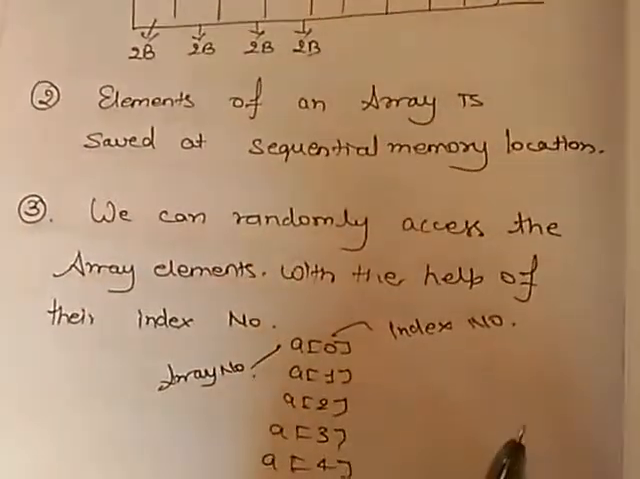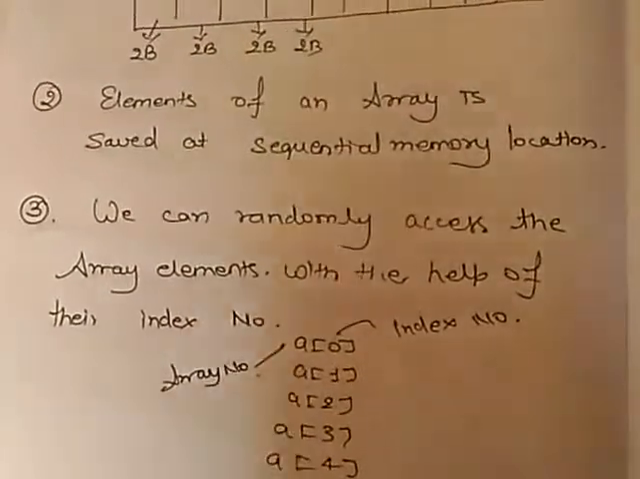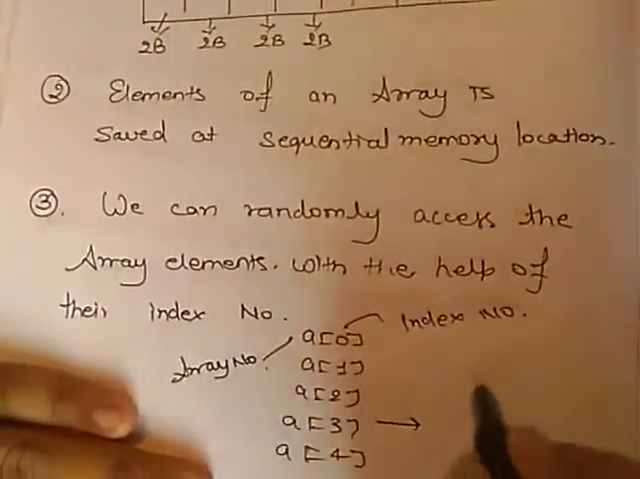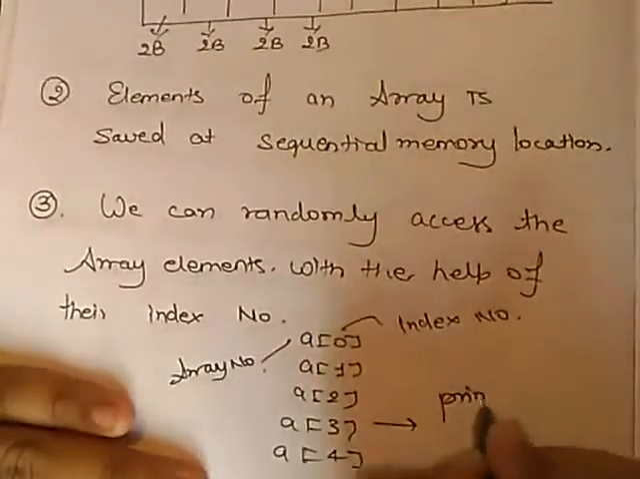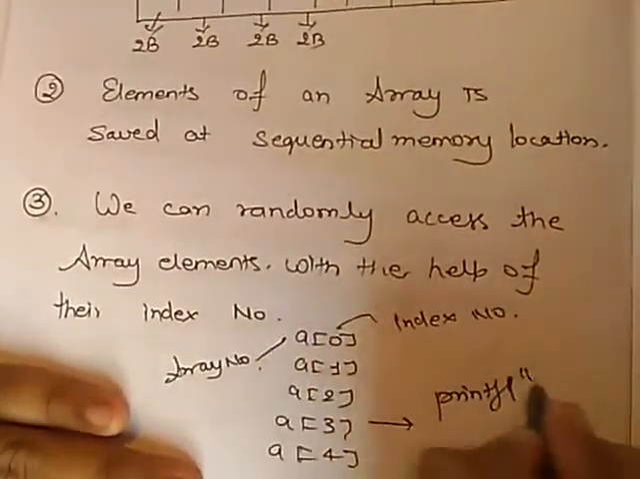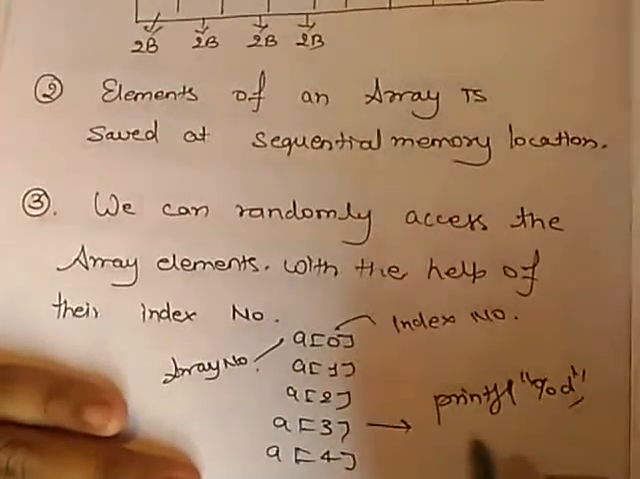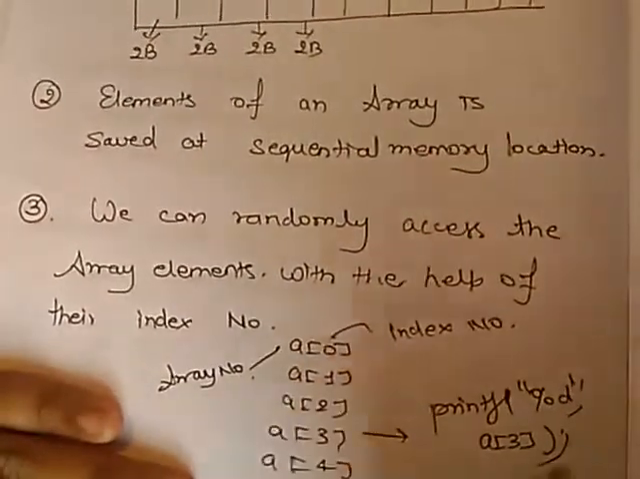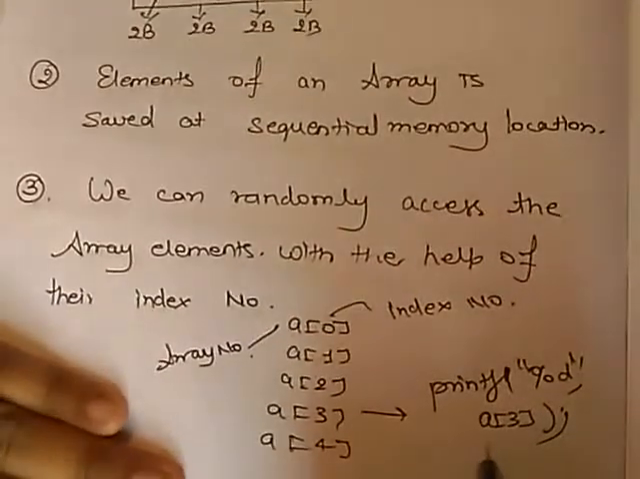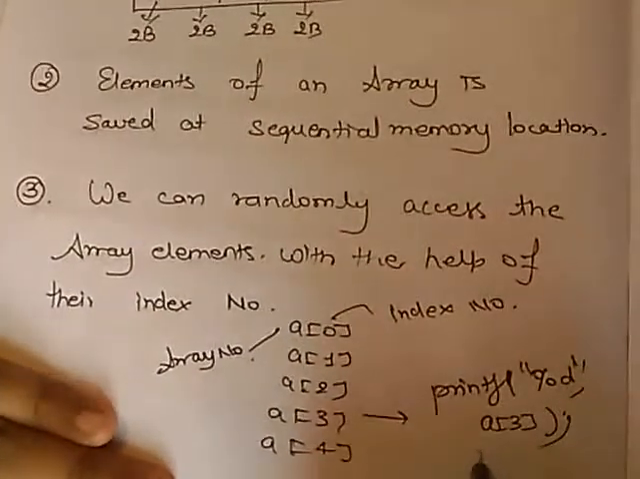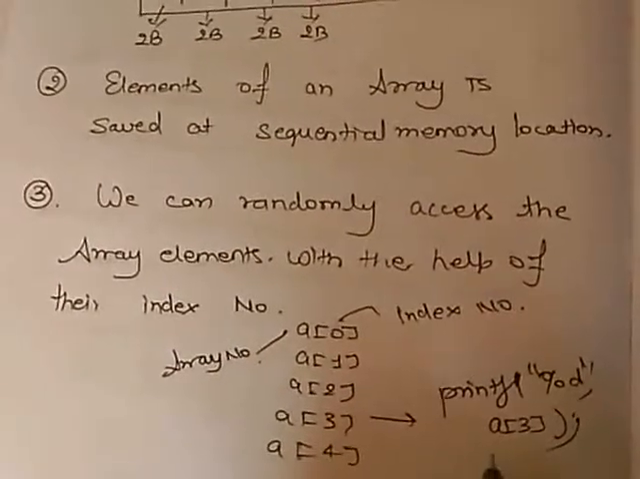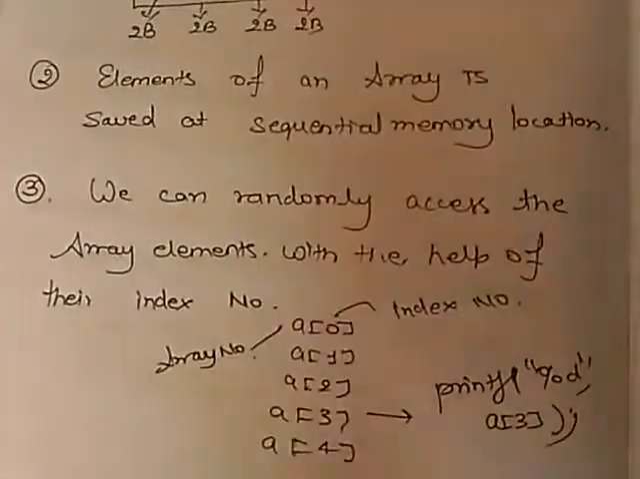So what we have to do in order to access the third element, we can directly put the statement like this: printf("%d", a[3]). So the third element is randomly accessed. We can select any element of an array with the help of its index. Hope you have understood this one.